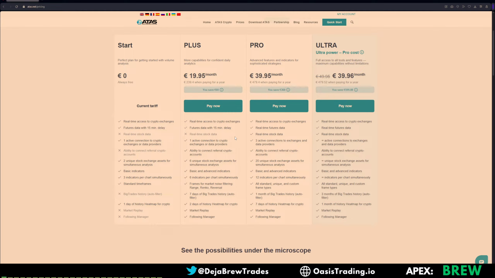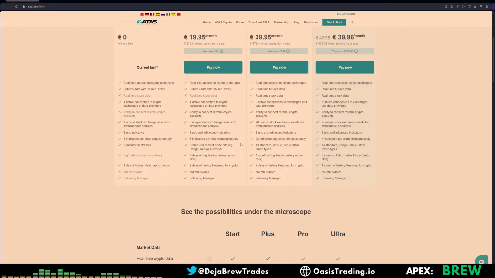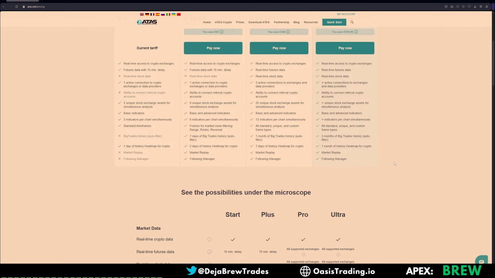With the Plus plan, you'll get one active connection. You'll have 6 unique stock exchange assets for simultaneous analysis, so I believe that means you can pull up 6 different charts at once. You can have 6 indicators per chart, which is more than enough for most people. 7 days of big trades, like I said, more than enough. You're going to get market replay and the following manager.